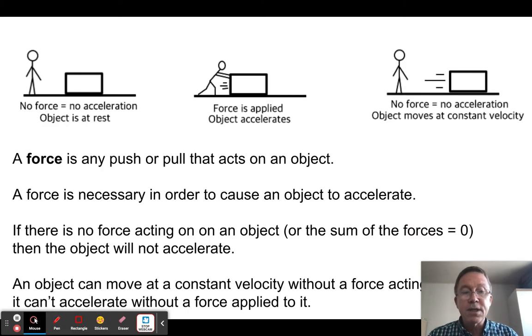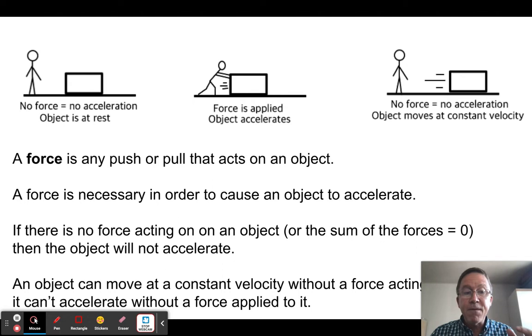Okay, so a force is something that is absolutely crucially important in AP Physics 1. We're going to talk about them for the rest of the year, and they're essential for understanding mechanics, the physics of motion. So the idea is this: a force is simply any push or pull that acts on an object.